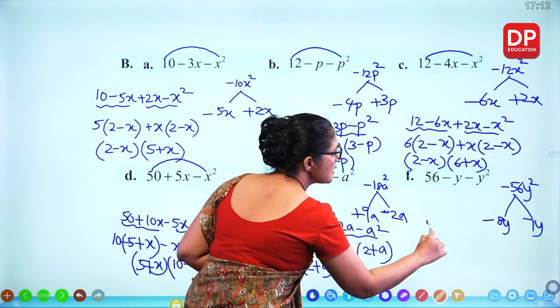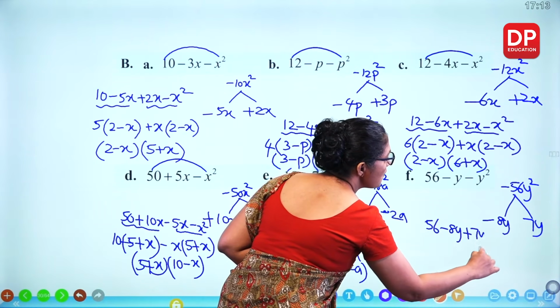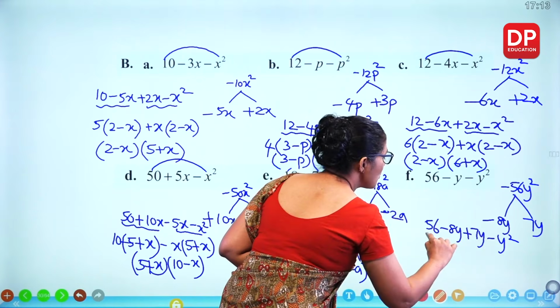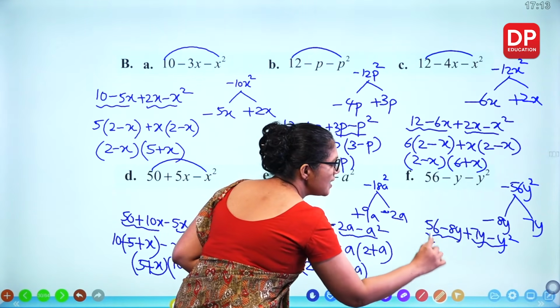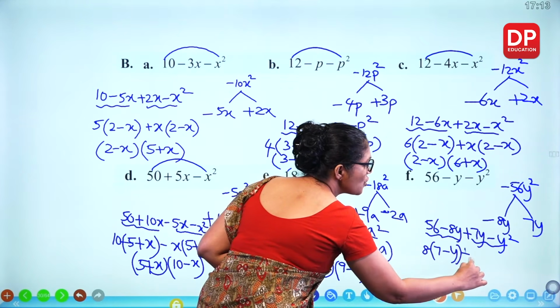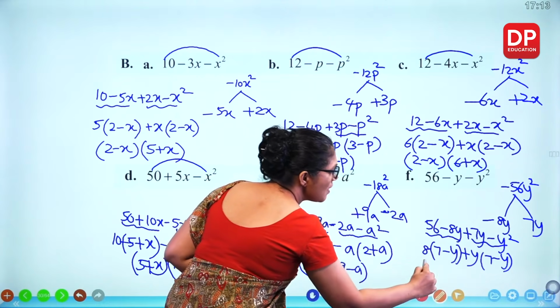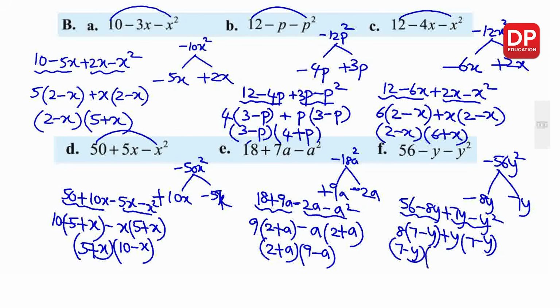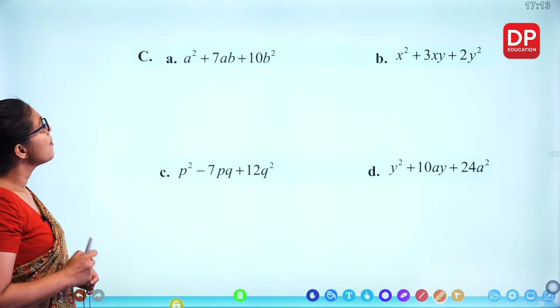So split the middle term to minus 8y and plus 7y. So what are you getting? When you factorize, here 8 is common, take it out, 7 minus y. Here when you take y out, again 7 minus y. So 7 minus y is common, take it out, and 8 plus y is remaining. Now we can do the next part.